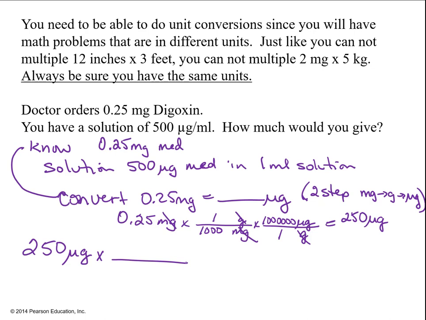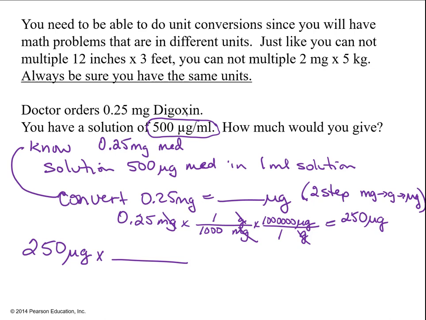Oh, that wasn't the last step. I had to do this conversion so that I could put my two masses the same, right? So I had to figure out how many micrograms 0.25 milligrams is. So I have one more step. I had to make sure that my units were the same, so they'll cancel. I want to use this.